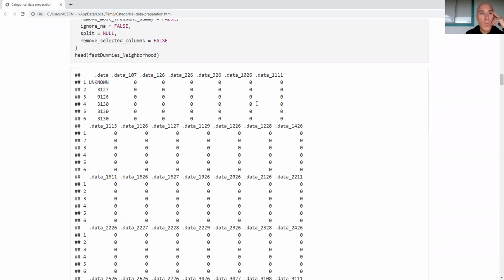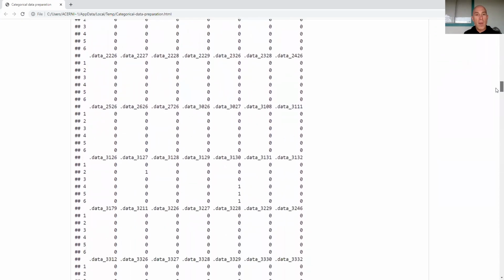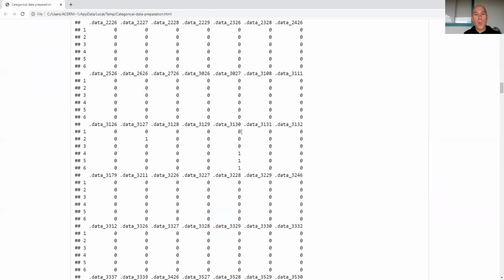And so now I can look through, and these are my dummy variables. So these are only one when it's at the proper neighborhood. So let's look down. Let's try 3130. And everything's in alphabetical order. All right, so 3130, we can see that rows 4, 5, and 6 are ones while everything else is 0. So every time the neighborhood is 3130, it's a 1. Every other time it's a 0.